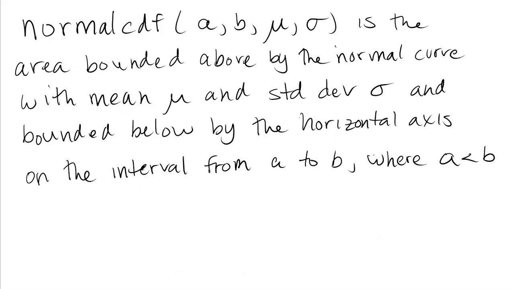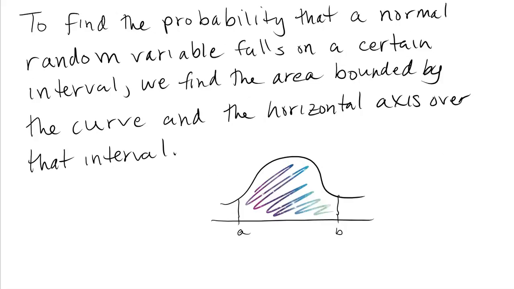normalcdf(a, b, mu, sigma) is the area bounded above by the normal curve with mean mu and standard deviation sigma, and bounded below by the horizontal axis on the interval from a to b, where a is less than b. So going back to the picture I drew on the previous slide, as long as we knew the mean, which is important because that's the center of the graph, and as long as we know the standard deviation, which I can't mark on the axis because it's not in a specific spot on the graph, but it does affect the height of the curve, so I just note it off to the side. As long as we know those two things about the graph, we can use the calculator function to find any area between two bounds A and B.